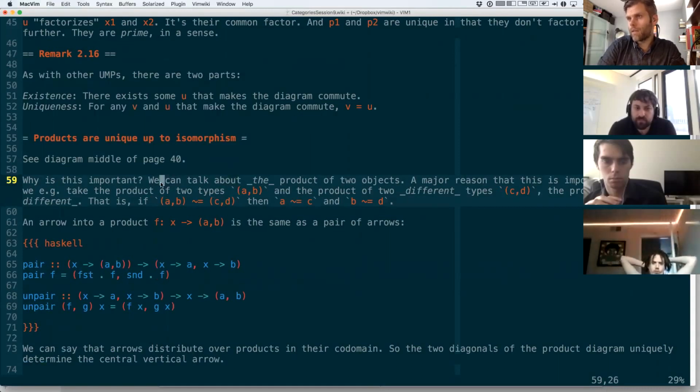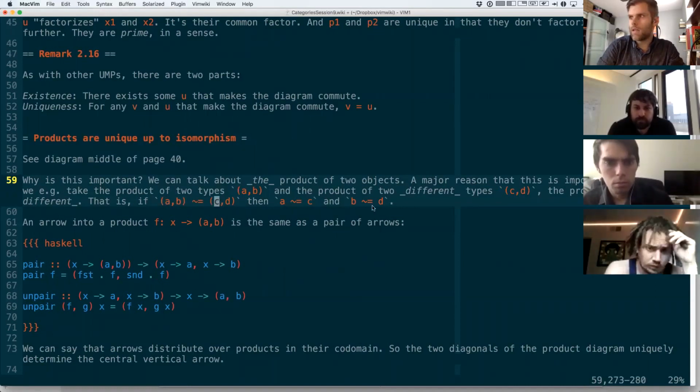And I gave just sort of my remarks on that. My remark on that is that it gives us the ability to talk about the product of two objects. The major reason that this is important is that, for instance, if we take the product of two types, A and B, and then we take the product of two different types, C and D, that product is also different, right? So I was just saying that if A and B is isomorphic to C and D, then A is necessarily isomorphic to C, and B is necessarily isomorphic to D.